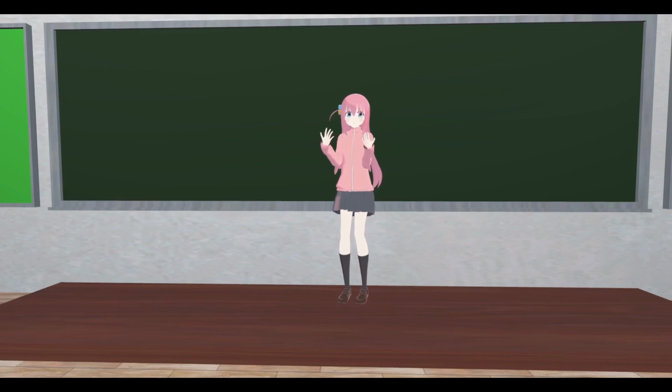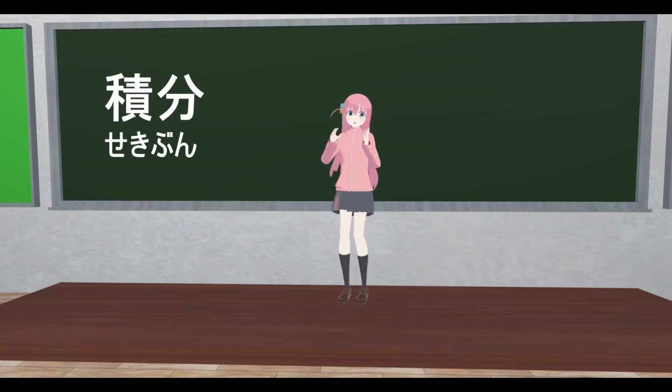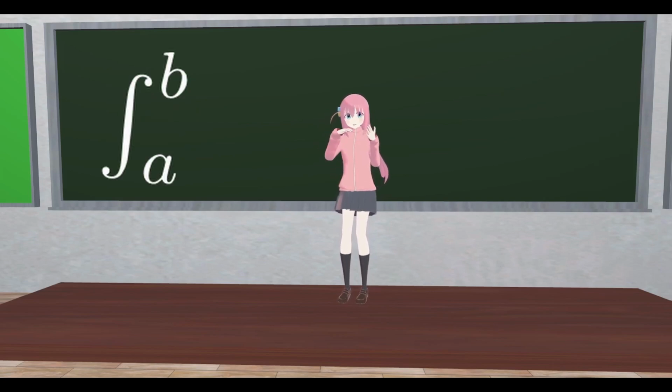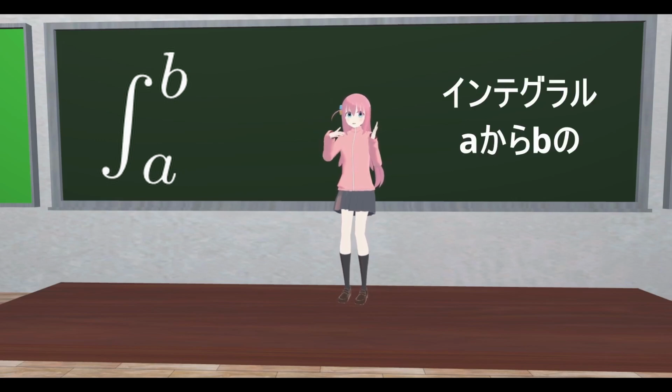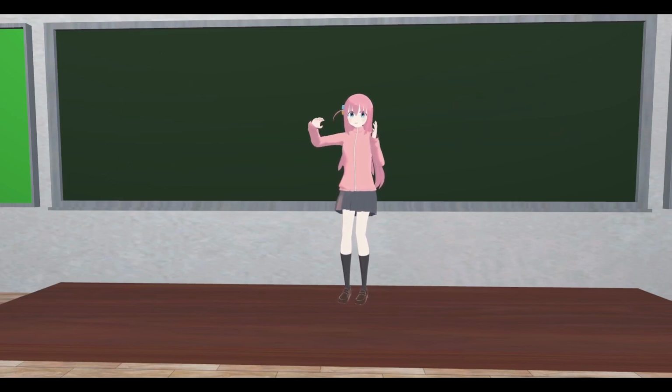And for integrals, the word is sekibun, but when you're reading it in an equation, you usually just say integrare, and the integral from a to b is read as integrare a kara b no, and then the rest, and then dx. Why did I jump?